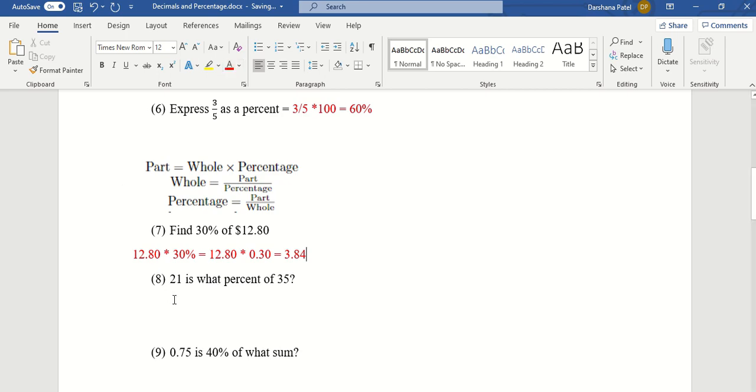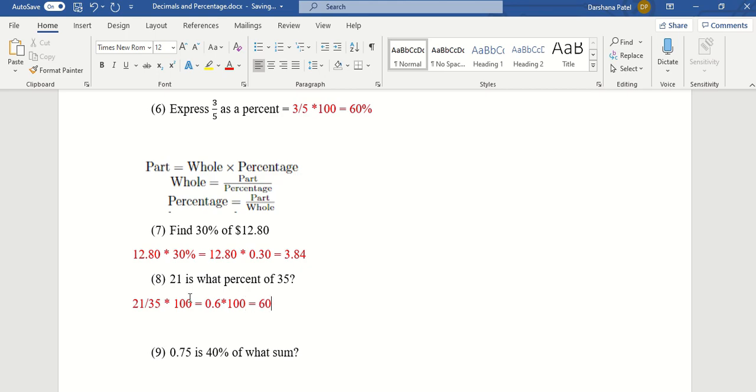Now it says 21 is what percent of 35. So we need to find percent. So we do 21 divided by 35. And then because we are converting into percent, we times by 100. The result we get here is 21 divided by 35, so that is 3/5, which is 0.6, times by 100, which should give us then 60%.